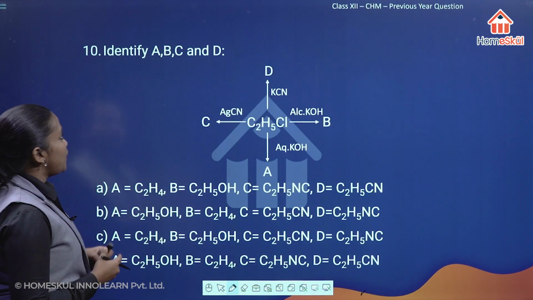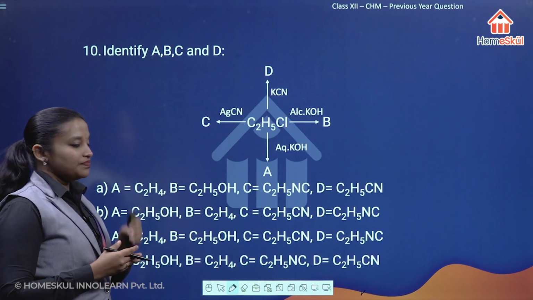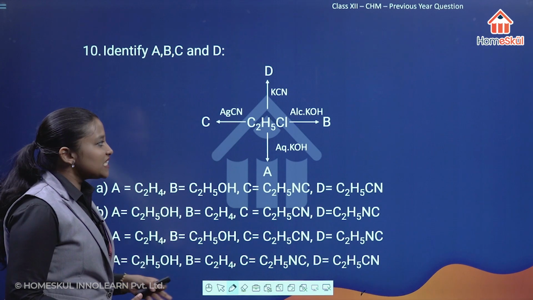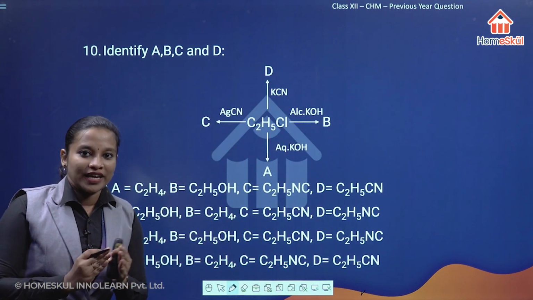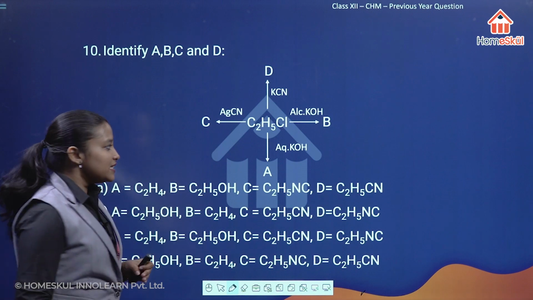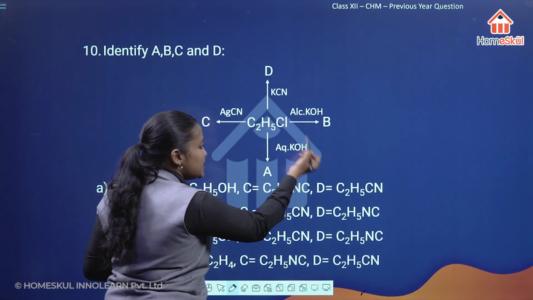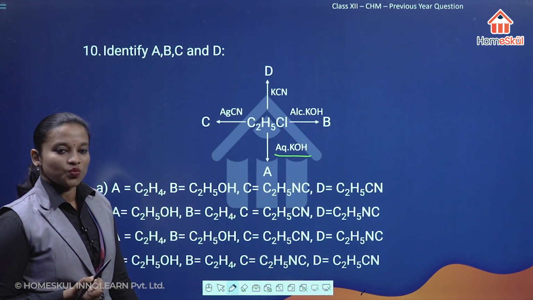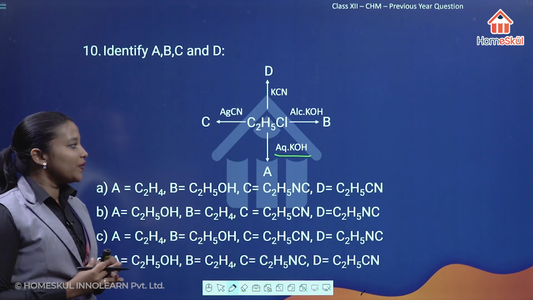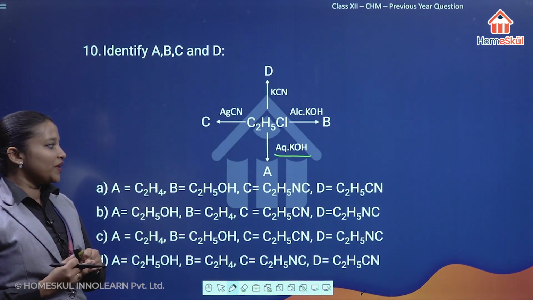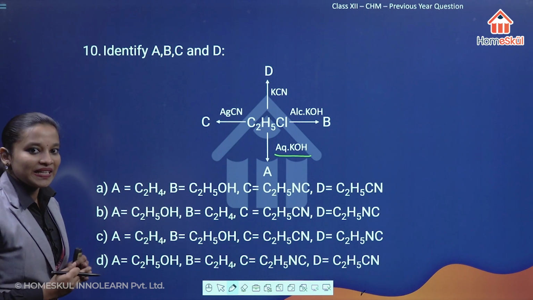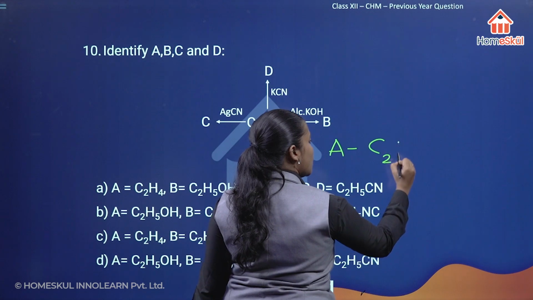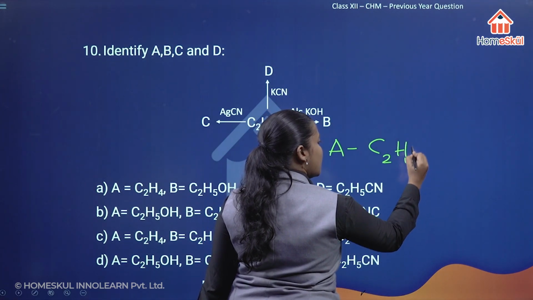Identify A, B, C and D. Here we can see C2H5Cl, which reacts with different reagents, and we have to find the corresponding products. Let's see the first one. Here, C2H5Cl reacts with aqueous KOH. What happens there? When C2H5Cl reacts with aqueous KOH, that results in the formation of the corresponding alcohol. So A is C2H5OH.